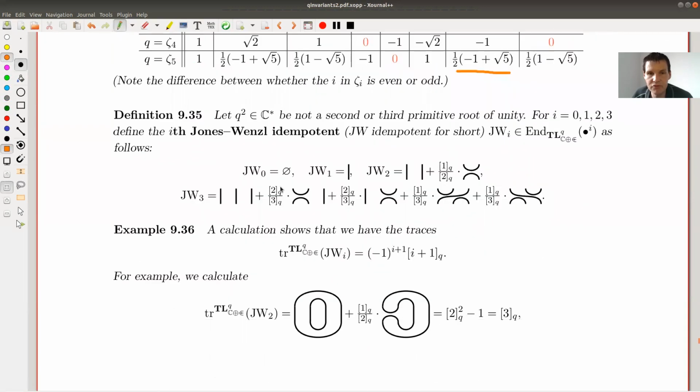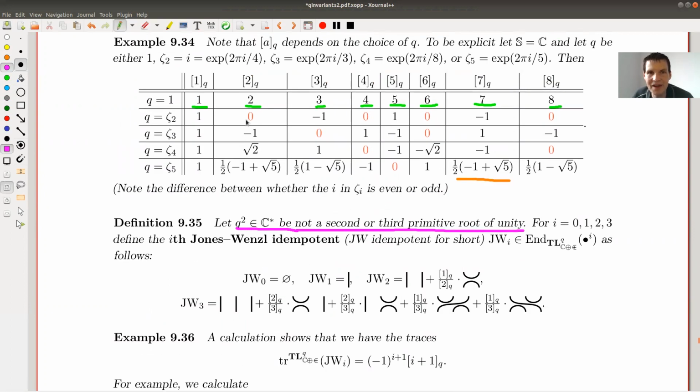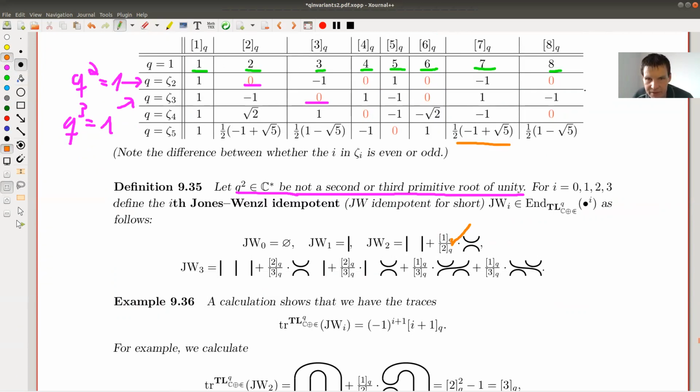And for any other value of Q, it can be any other value, basically. And what you then would write down is, let's say Q is not a second or a third primitive root of unity. Why you don't want that is because you can look at this table. In this case, quantum 2 would vanish. So this is Q squared equals 1. And this is the case Q cubed equals 1. And in those cases, quantum 2 vanishes and quantum 3 vanishes. That's what I don't want, because I will write them in the denominator. I have a quantum 2 here and I have a quantum 3 here, for example.